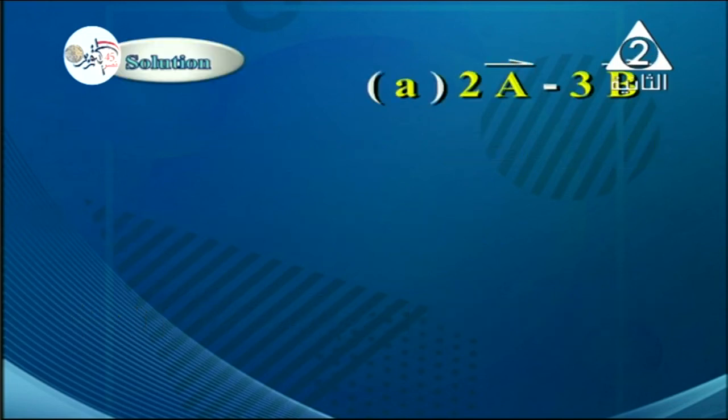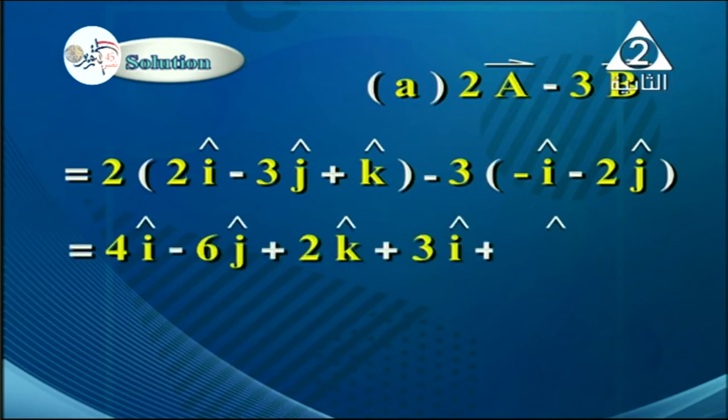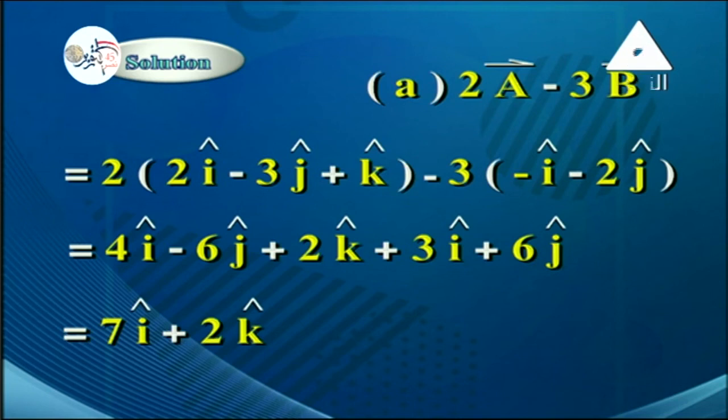Solution: my dear student, 2A minus 3B. We distribute by multiplying each component of the vector. Look at 2 times (2i minus 3j plus k) minus 3 times (negative i minus 2j). The answer is 4i minus 6j plus 2k plus 3i plus 6j. After that, we add like terms: 4i plus 3i equals 7i, negative 6j plus 6j equals 0, and 2k.